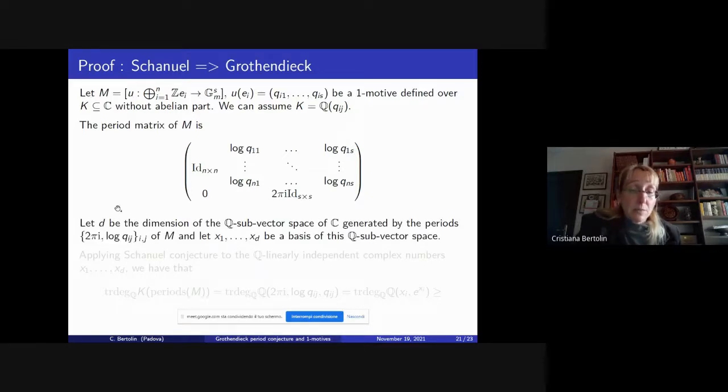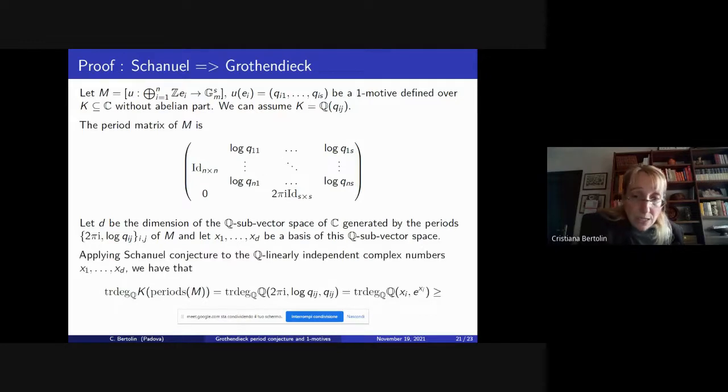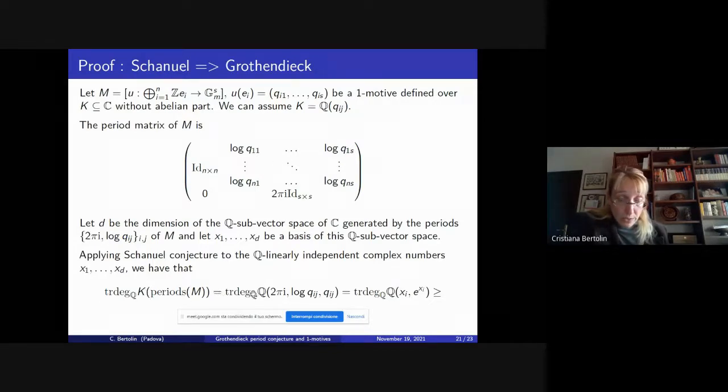If we denote by d the dimension of the Q-vector subspace of C generated by the periods of M, and we let x1, ..., xd be a basis of this Q-vector space, now we apply the Schanuel conjecture to these Q-linearly independent complex points x1, ..., xd, and we find that the transcendence degree of the field generated over Q by the periods of M is equal to the transcendence degree of the field generated over Q by 2 pi i and log q_j, and I also have to put the q_j because they belong to the field of definition of the 1-motive.